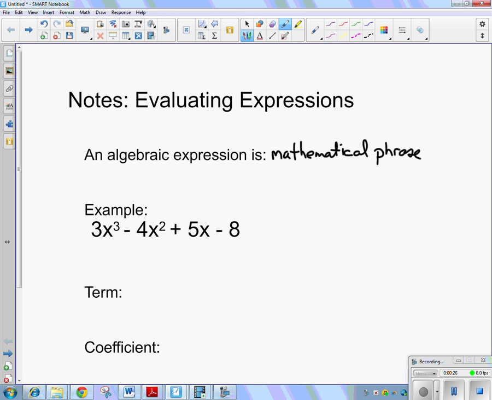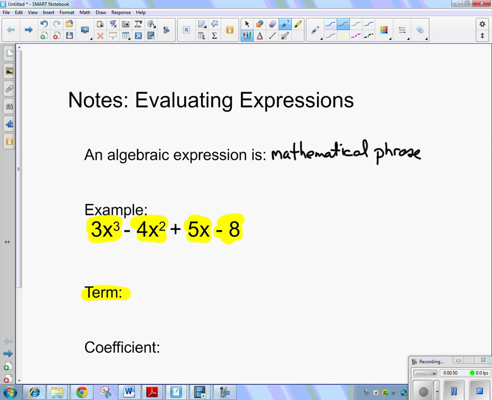We have an example of an algebraic expression: 3x cubed minus 4x squared plus 5x minus 8. The terms, there are four terms in this expression, and our terms are always going to be separated by an addition sign or subtraction sign. So there's 1, 2, 3, 4 terms.